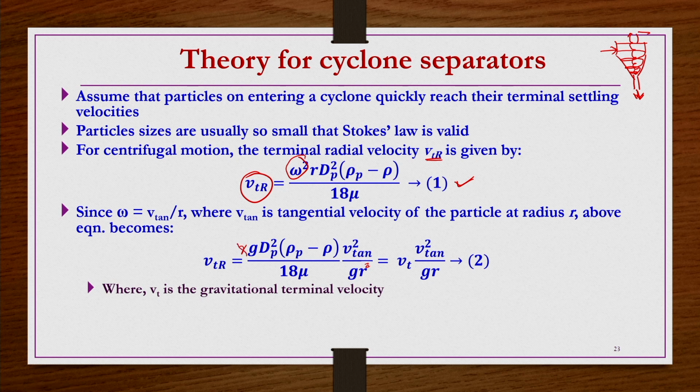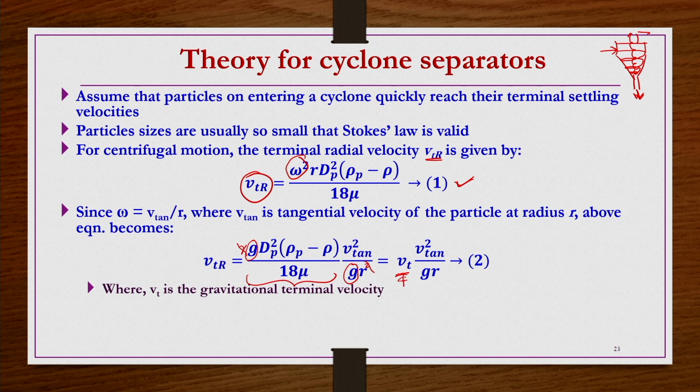So, this R square of the R term is cancelled out, and further we are multiplying and then dividing by G. So, this part, G dp square (rho p minus rho) by 18 mu, is nothing but the terminal velocity of the particle settling under the gravity field, when the Stokes regime is valid, right. Under the Stokes regime, if a particle is settling in a gravity field, then the settling velocity is nothing but G dp square (rho p minus rho) by 18 mu, that is ut we have written previously.